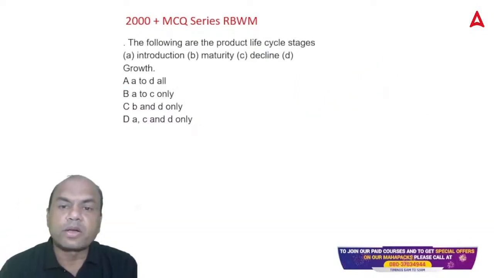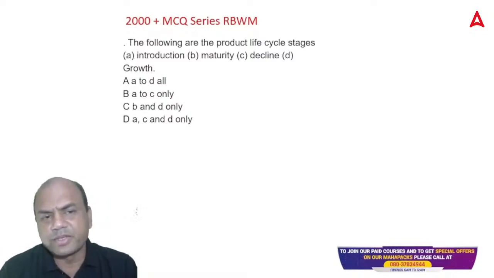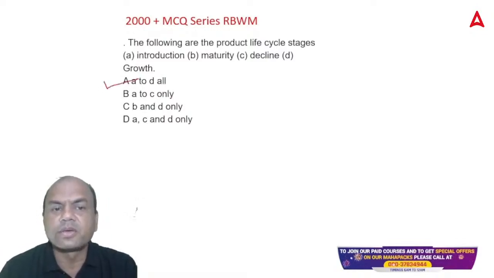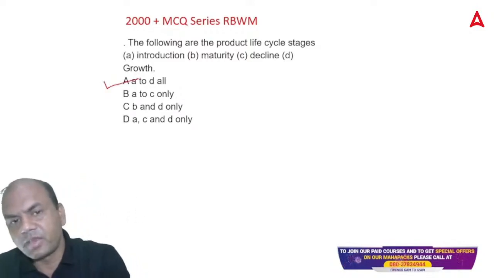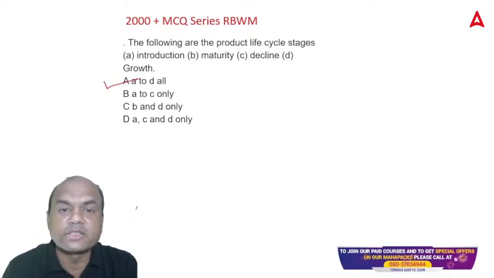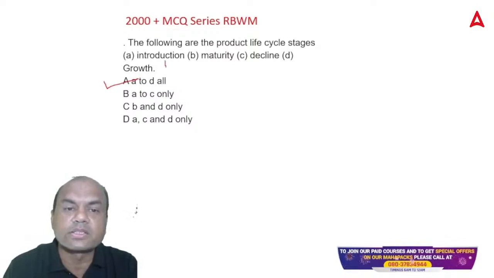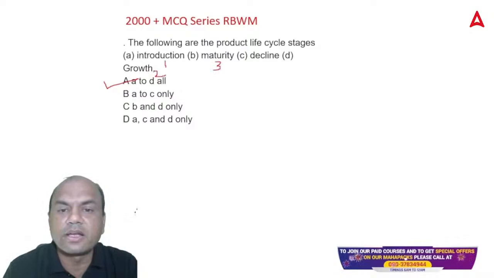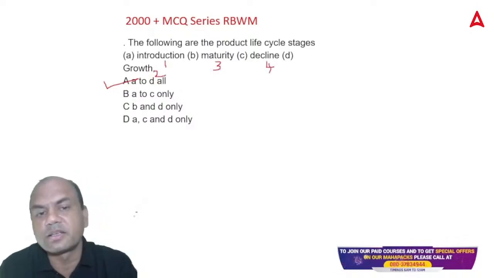The following are the product life cycle stages: introduction, maturity, decline, and growth. Just now I gave you, isn't it? It is all of the above. But these are not in sequence. The sequence is: one, introduction, then growth, then maturity, and then decline. Okay, this is the sequence.